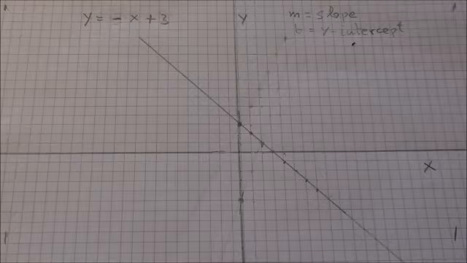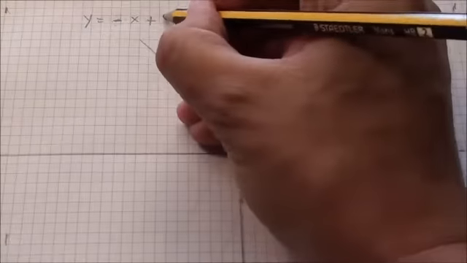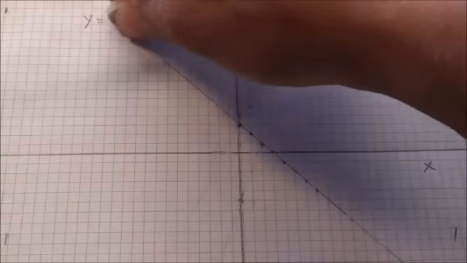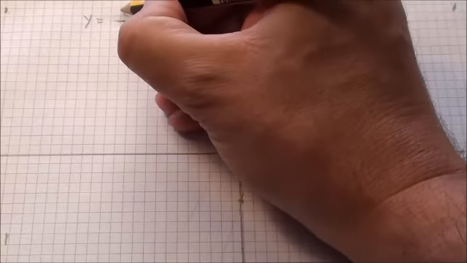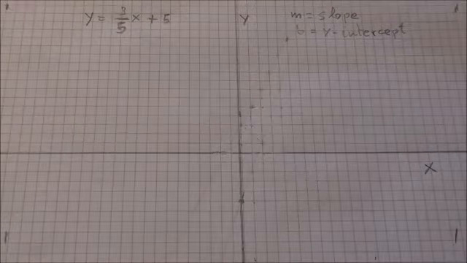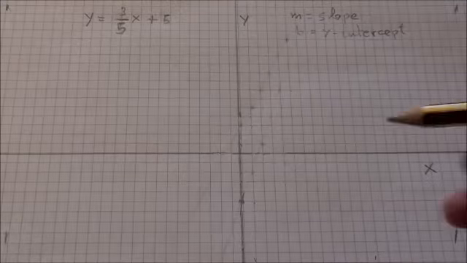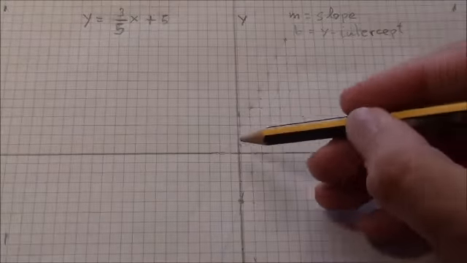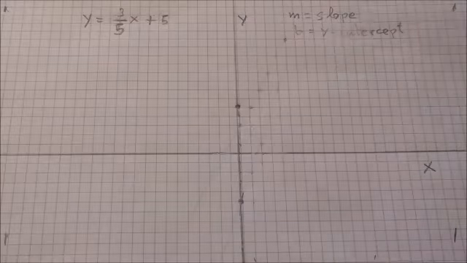Now let's make it a little bit more complicated. Let's make the slope a fraction. The y-intercept this time is going to be +5. Let's keep it positive, though it doesn't matter. Let's make the slope 3/5. Well, first let's focus on the y-intercept. That is telling us where to start. It is 5, so 1, 2, 3, 4 and 5. We start here.